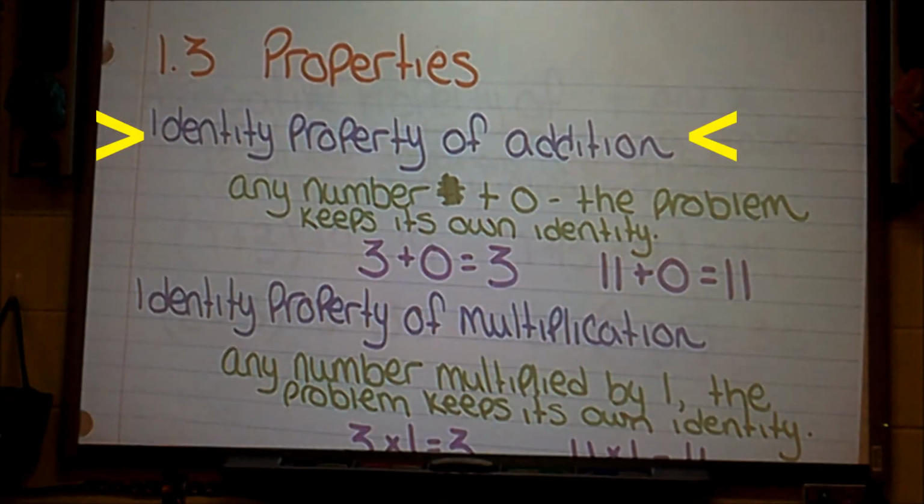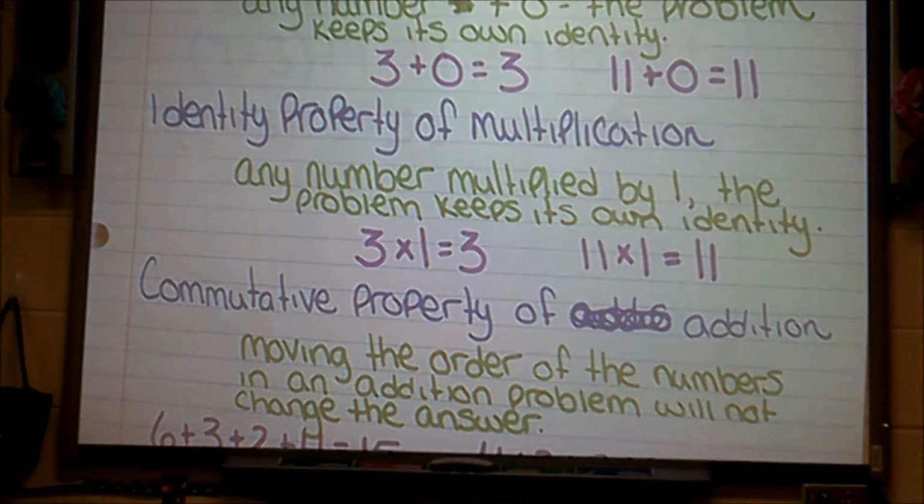And the identity property of addition says any number plus 0, then the problem keeps its own identity. It stays the same. The answer remains the same. Any number plus 0 is whatever number you started with. So puppy dog plus 0 equals puppy dog. The examples I have there, 3 plus 0 equals 3, 11 plus 0 equals 11.